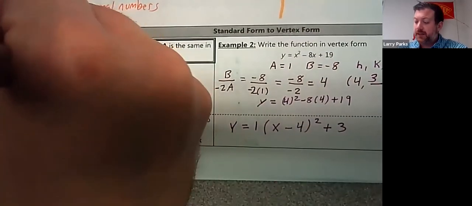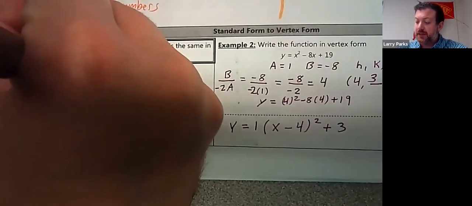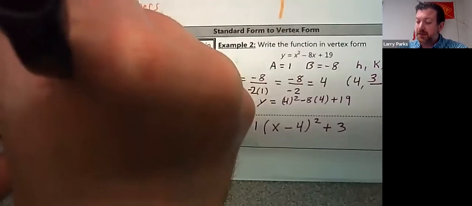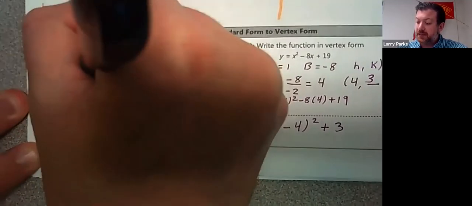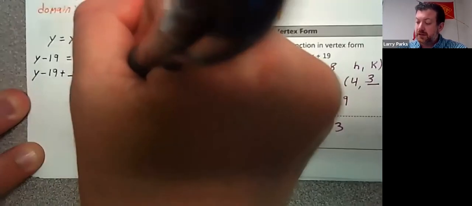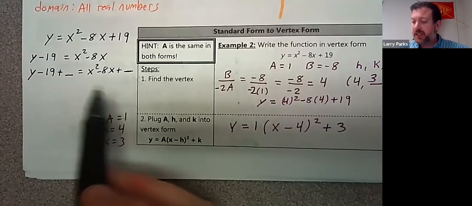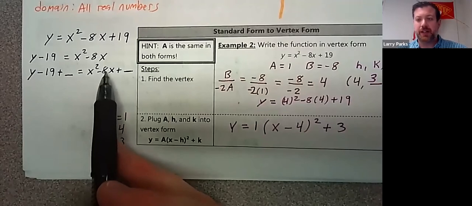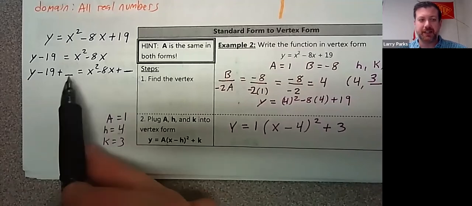You then complete the square. So you're going to add something to both sides. And what do you add to both sides? You take this number, you divide it by 2, so that'd be negative 4. And then you square it, so that'd be 16. So you're going to add 16 to both sides.